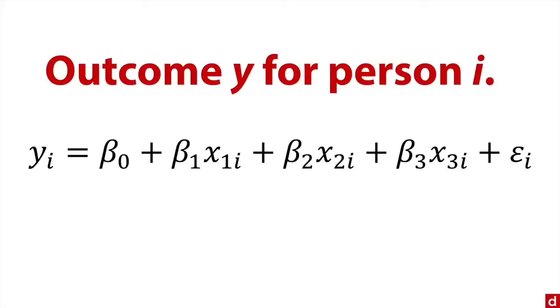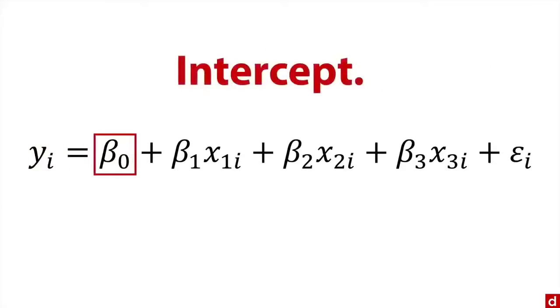So here's outcome Y for person I. This letter right here is a Greek beta, and it represents the intercept or the average. That's why it has a 0, because we don't multiply it times anything.